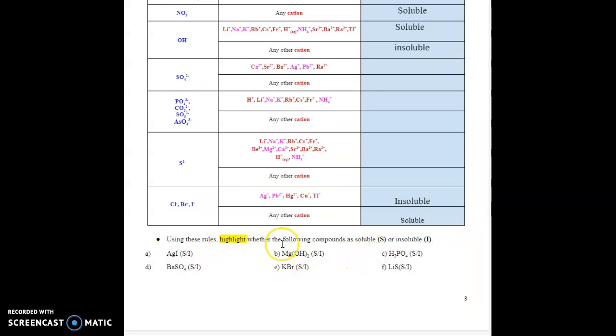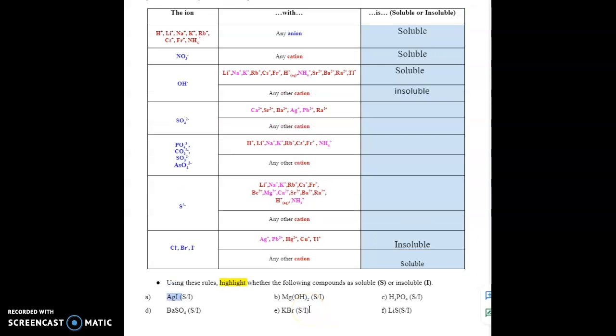So using the rules, highlight whether the following compounds are soluble or insoluble. If we have silver and iodide, on our table, here's silver, here's iodine. I found both of them. You just have to find both, or sometimes just one. So silver and iodide is insoluble. So we would highlight I for insoluble for silver iodide.